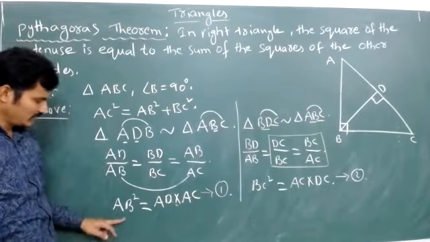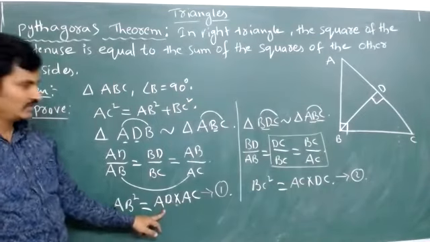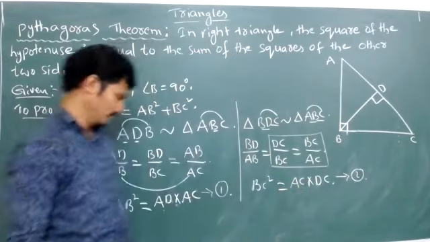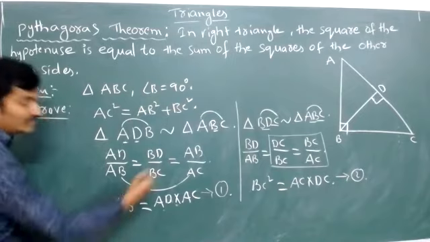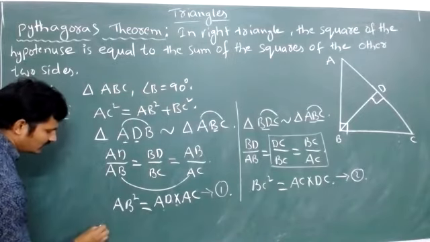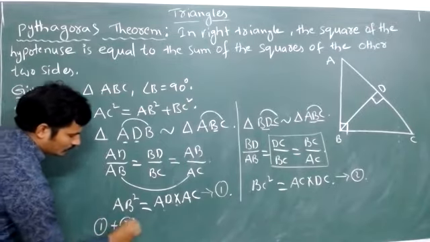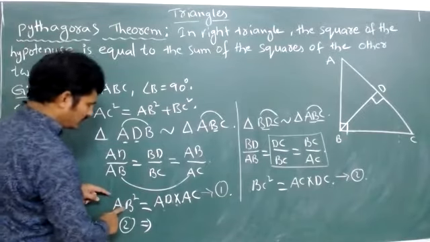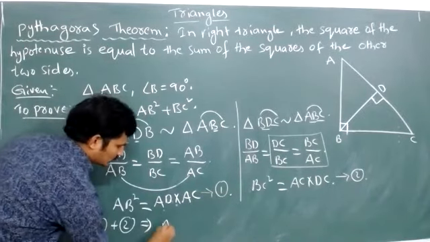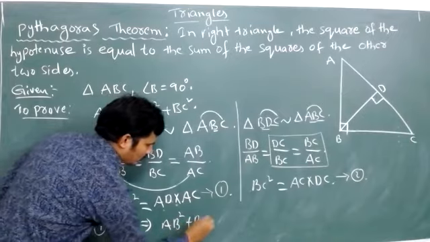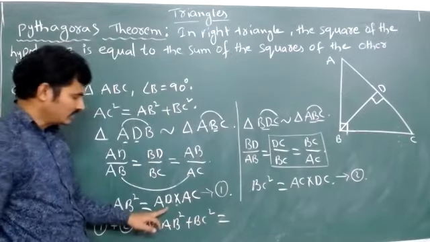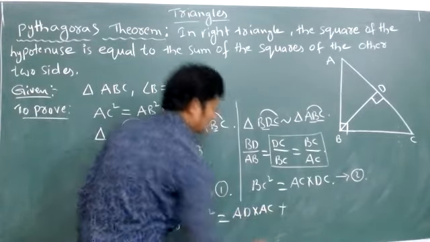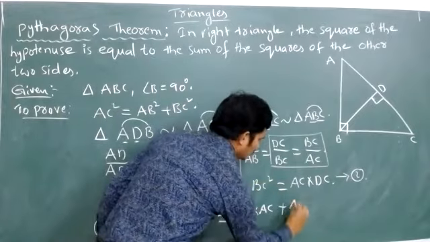Now, from equation 1 and equation 2. In equation 1, AB square is equal to AD into AC, and equation 2 is BC square is equal to AC into DC. Now, I am adding these two equations, adding 1 and 2 on both sides, LHS and RHS. The left side is AB square plus BC square, which is equal to the right side, AD into AC plus AC into DC.